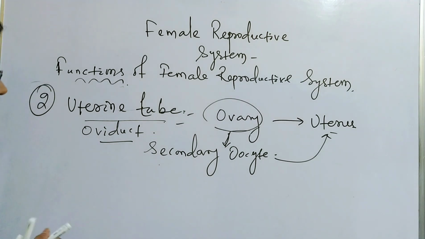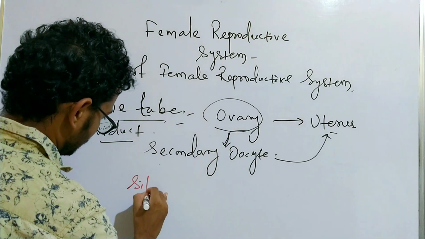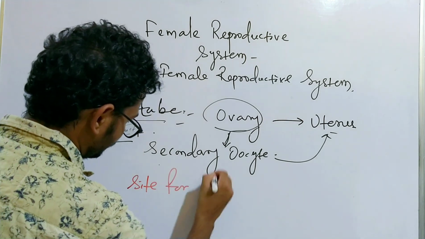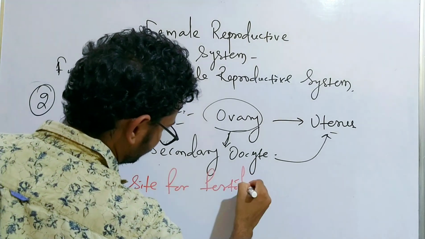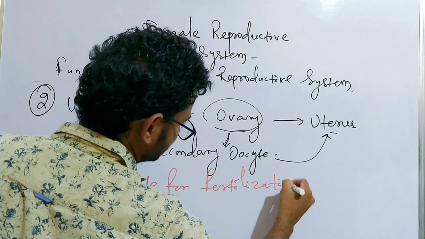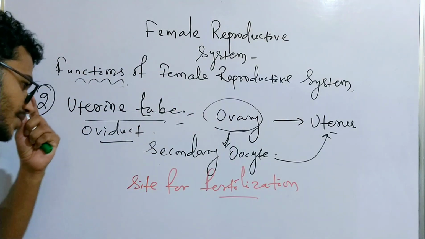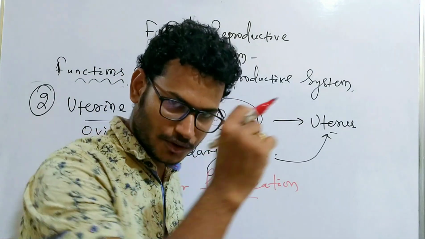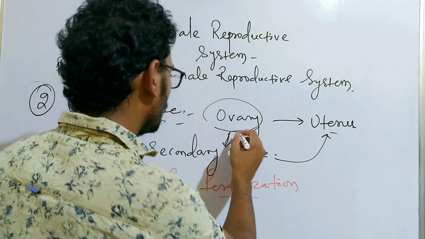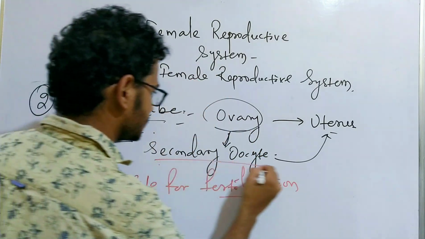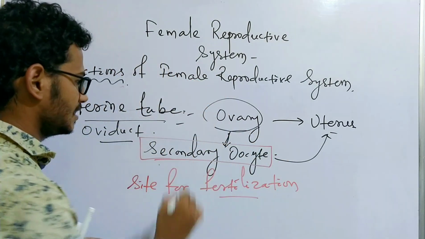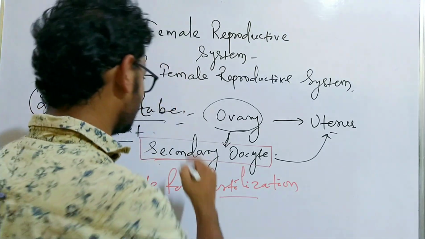It is the site for fertilization. So fertilization means the fusion of the sperm and ovum. The ovum is the mature form of the secondary oocyte.